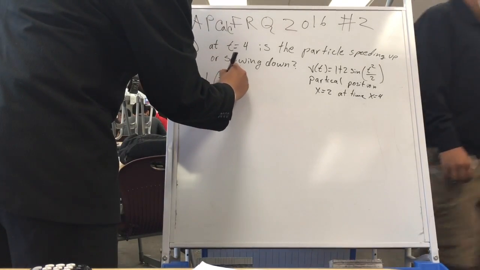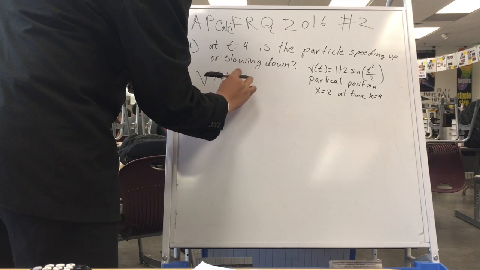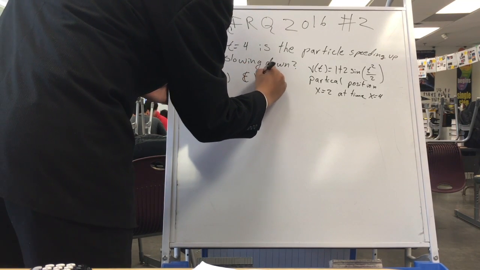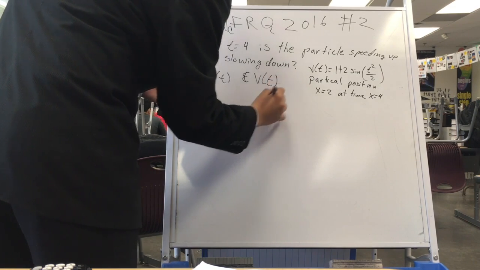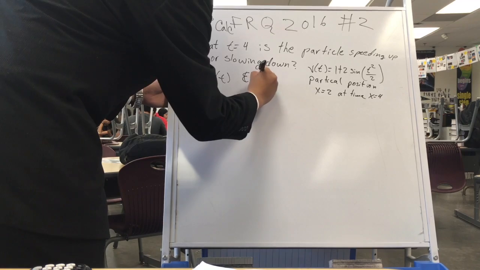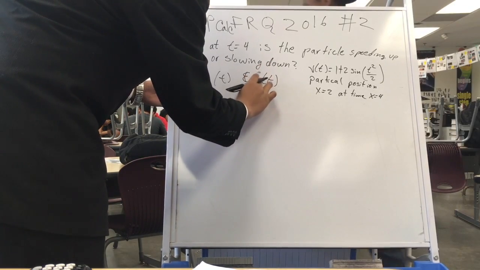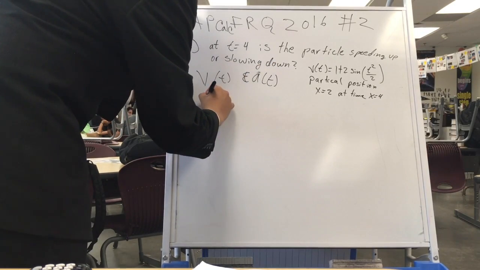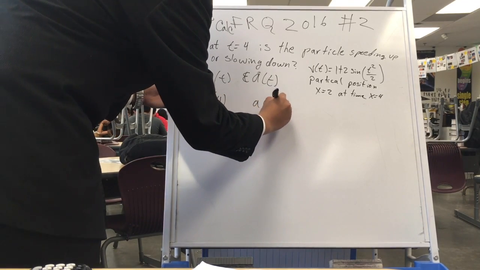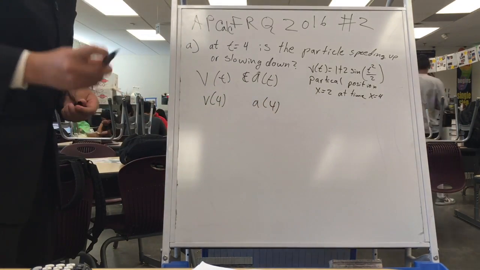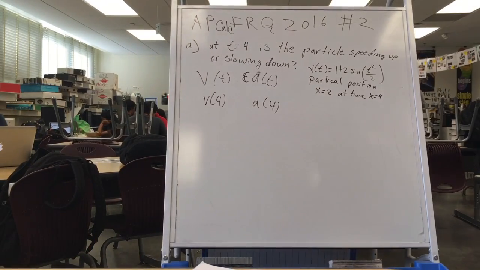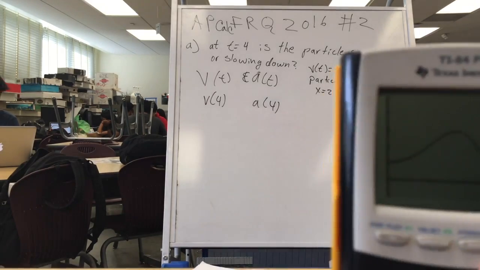So what you need to do for part A is find v(4) and a(4). As you know, v stands for velocity and a for acceleration. If velocity is positive and acceleration is negative, the particle is going to be slowing down. So basically, opposite signs, they're going to be slowing down. The same sign, they're going to be speeding up.